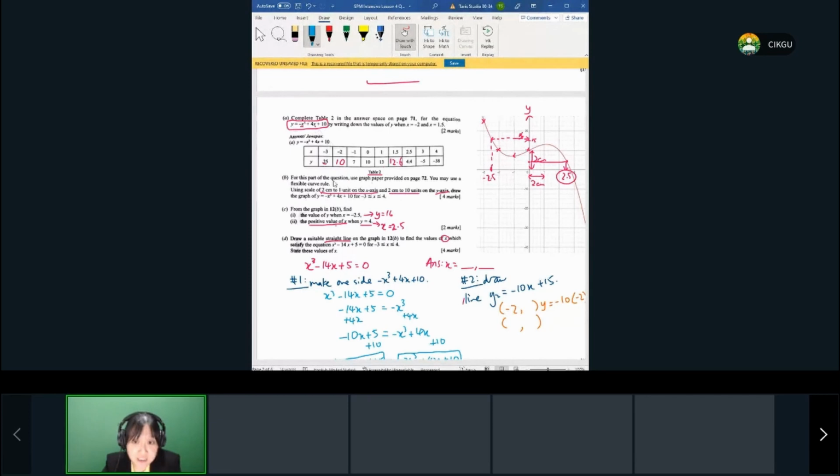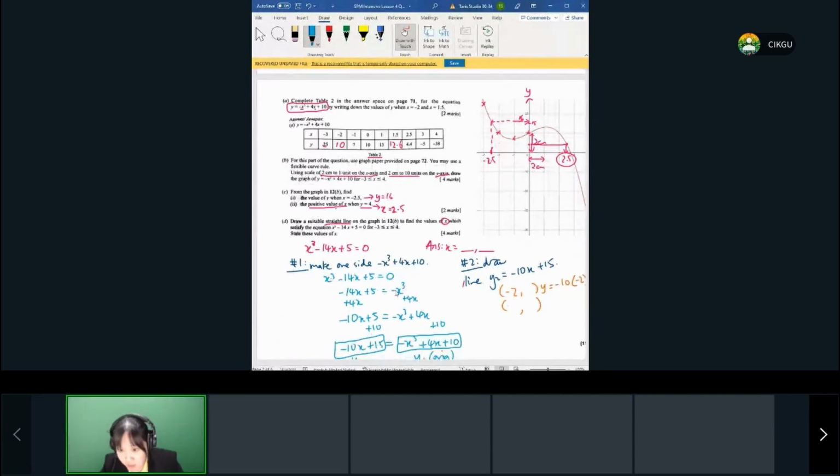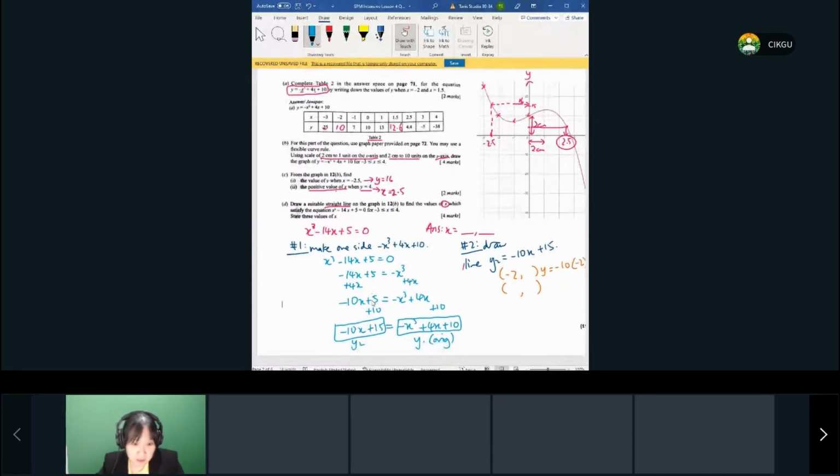My first step for this type of question is always to make one side of the equation exactly the same as the original equation given in part A. Always. So that was the reason. Moving the x cubed to the other side, you get negative x cubed, but you are still missing the plus 4x plus 10. That's why I have to add plus 4x plus 10, and then plus 4x plus 10 on the other side as well. Did I answer your question, Vignesh?